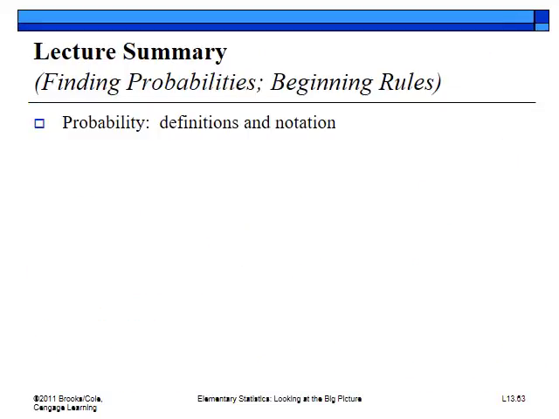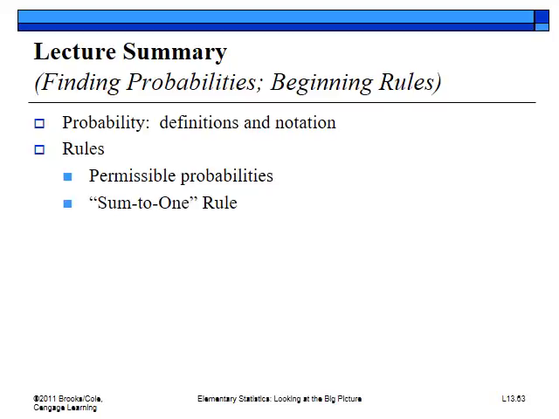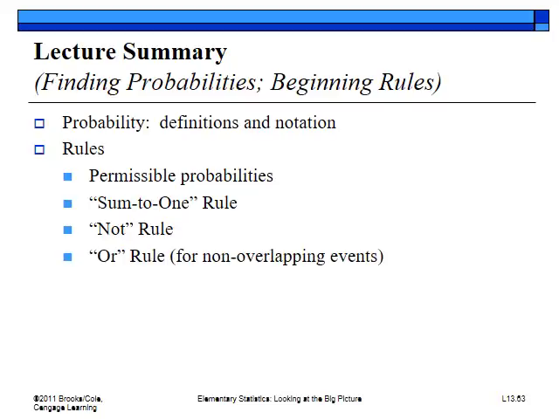To sum up, we looked at the definitions and notations we use for probability. We talked about different rules, including the rules for permissible probabilities, all must be between 0 and 1, the sum to 1 rule, which said that if you consider a set of non-overlapping events that make up all possible outcomes, the sum of the probabilities of those events must be 1. The not rule, which says that the probability of not A is 1 minus the probability of A. We talked about the OR rule, which tells us we use addition to find the probability of two events connected with an OR, as long as they don't overlap.